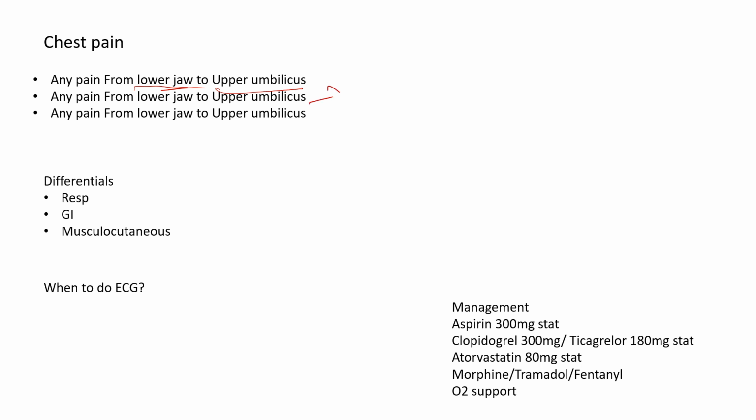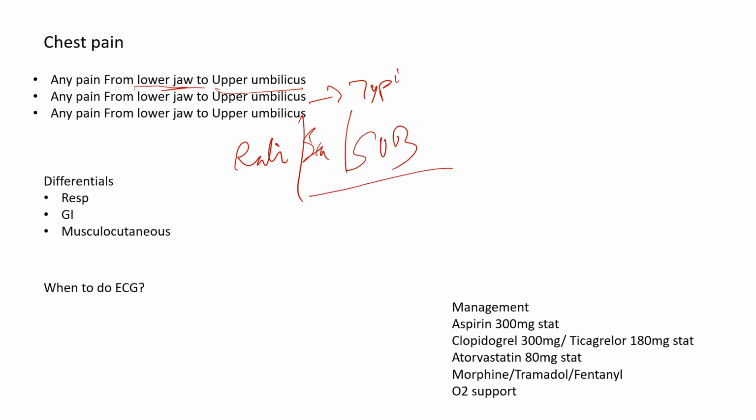It will be called a typical chest pain if it is associated with radiation, or the patient is having sweating, or the patient is having shortness of breath. Then it will be known as a typical cardiac pain.